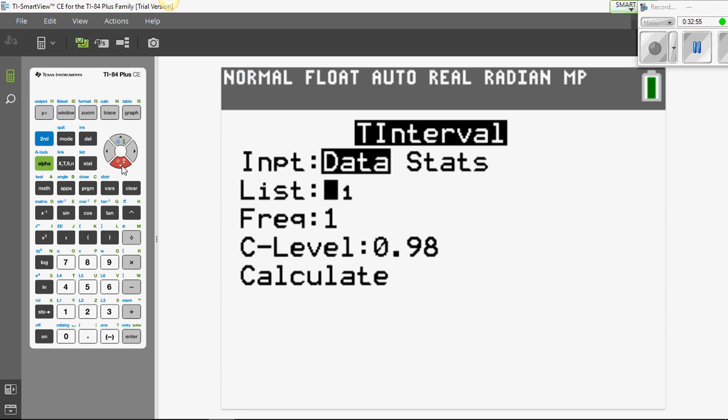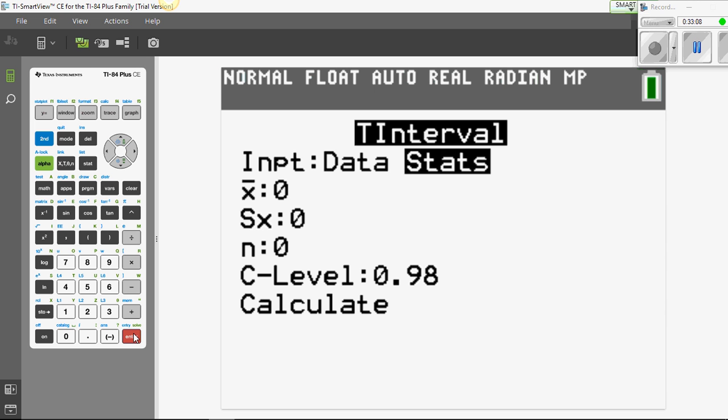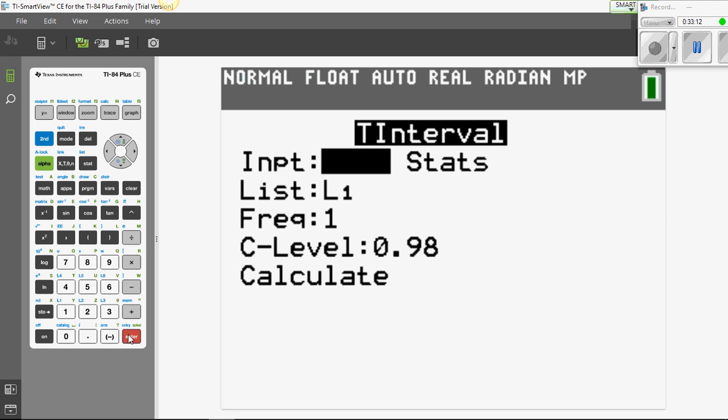All right. I don't have statistics because I was given the raw data, correct? So I'm going to use the data menu. If you're given the statistics, what are you going to do? You're going to go over to stats and type in X bar, S of X, n. We weren't given that. So we have to use the data that we were given, and we put it in list 1 already. What was our confidence level?